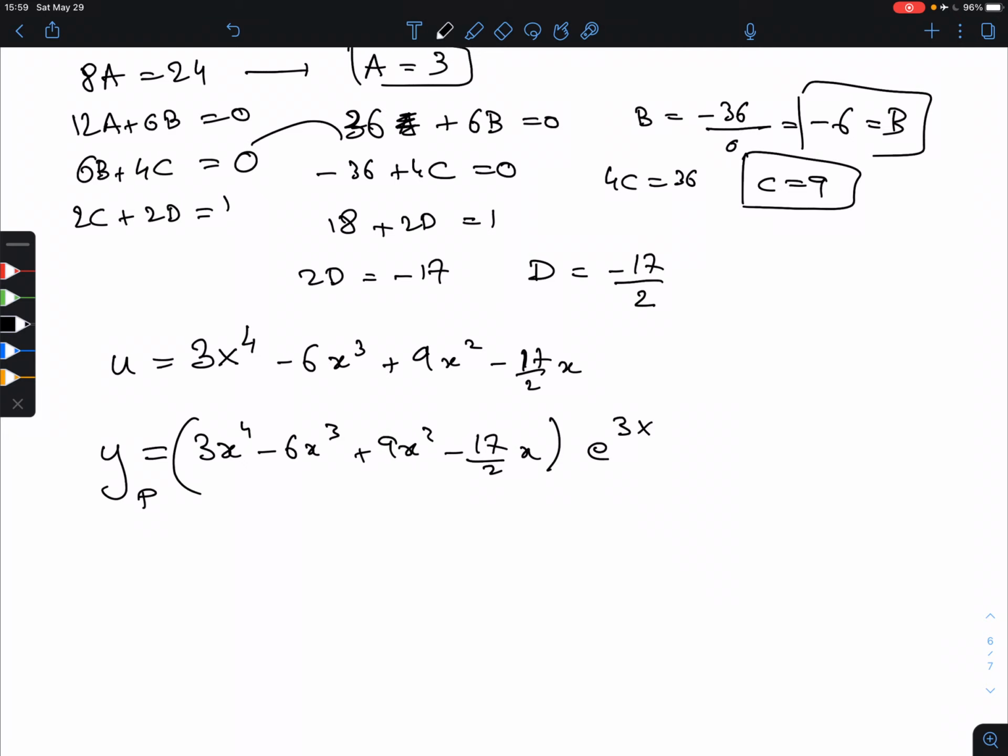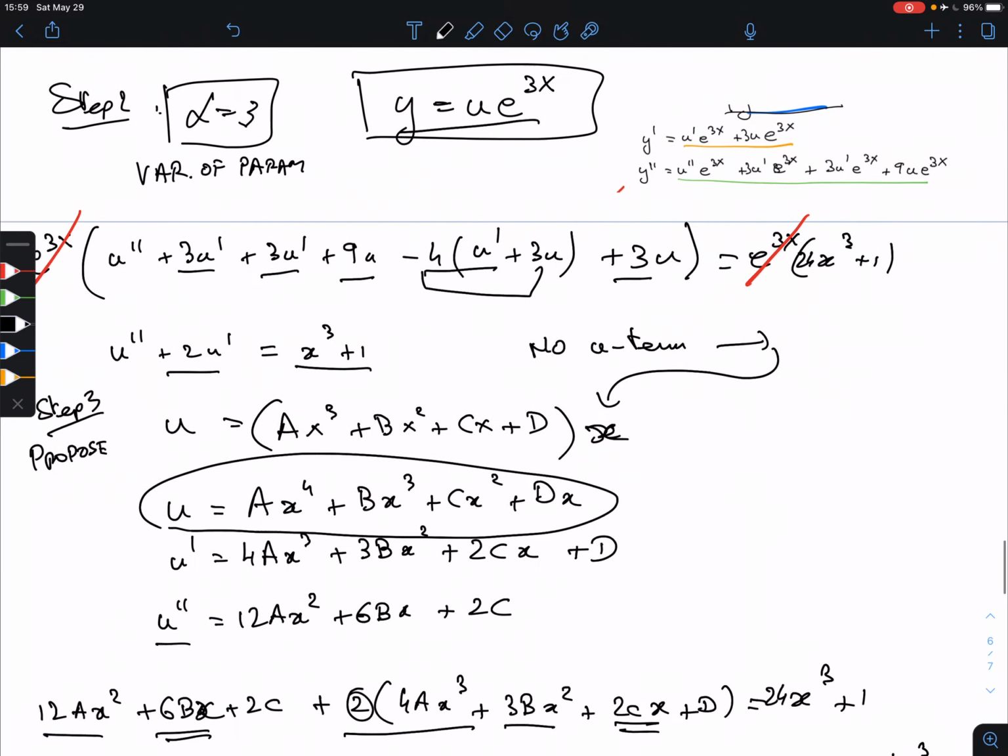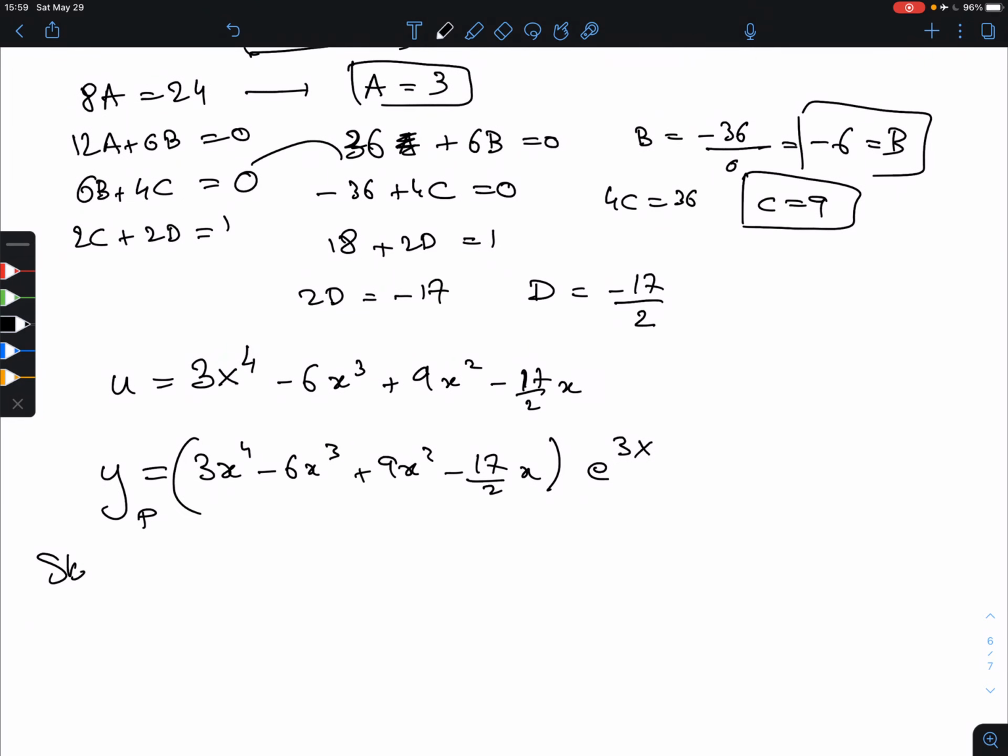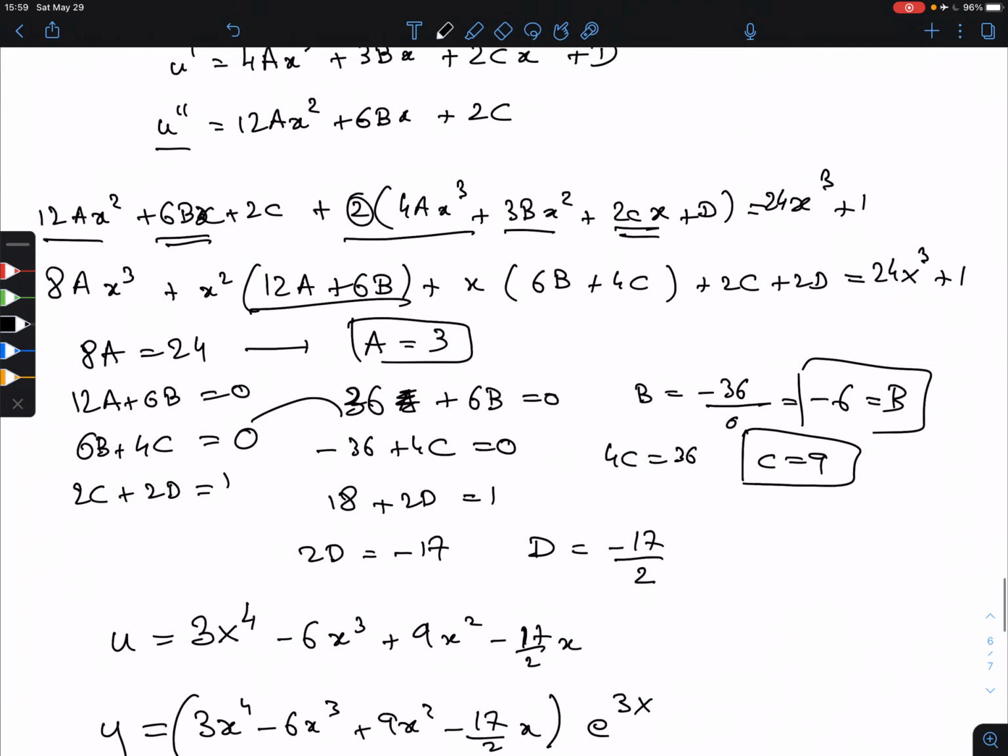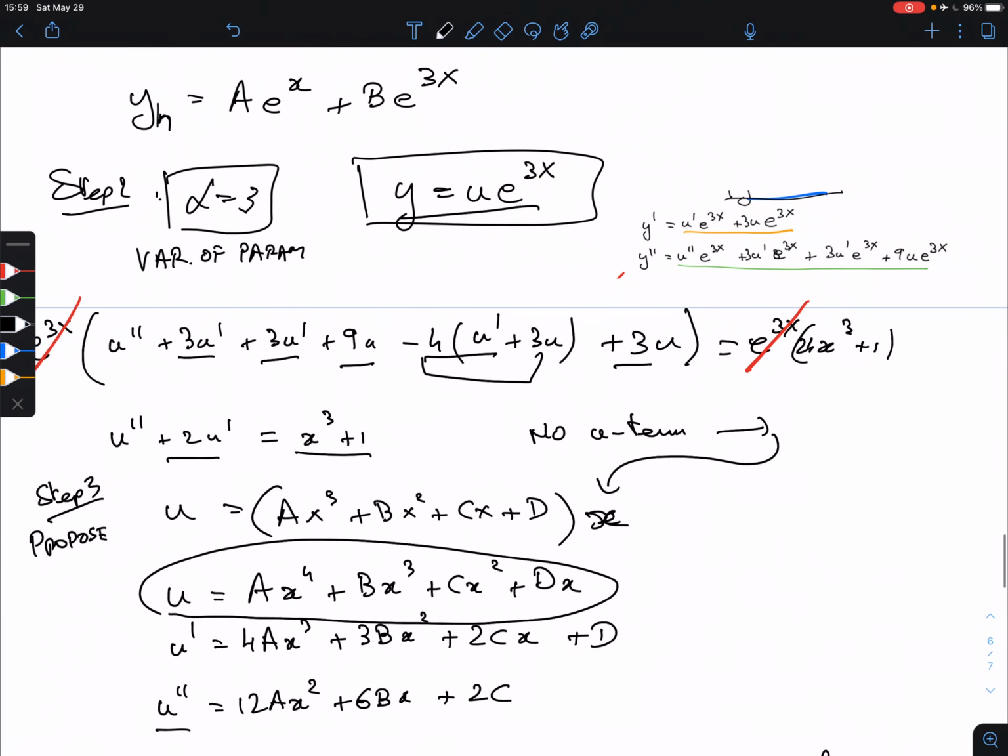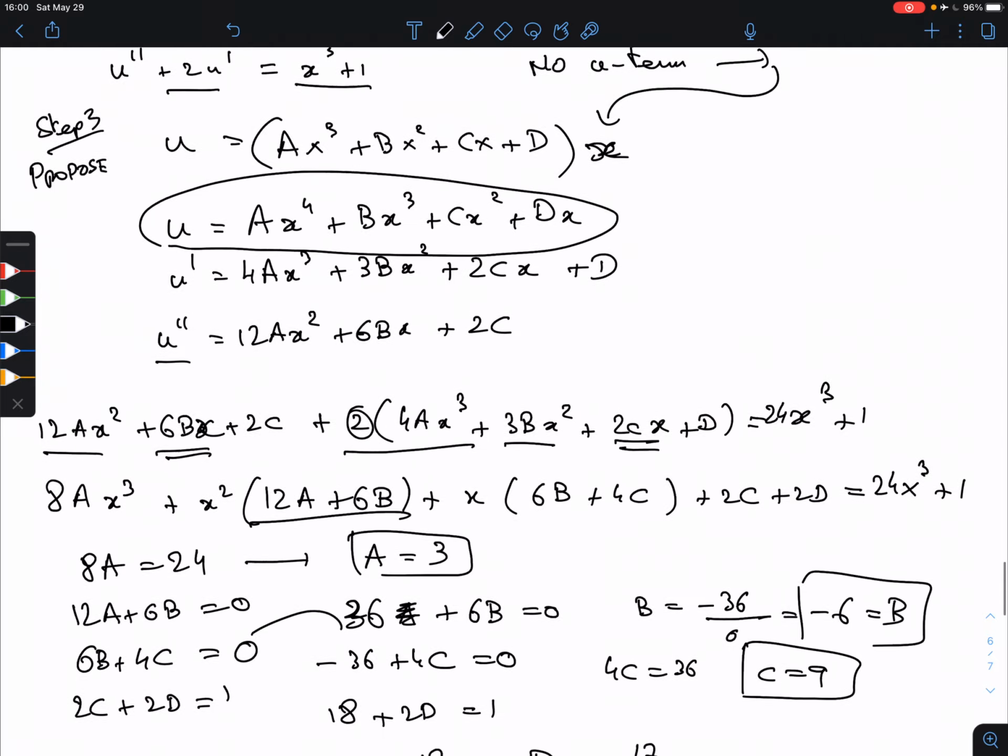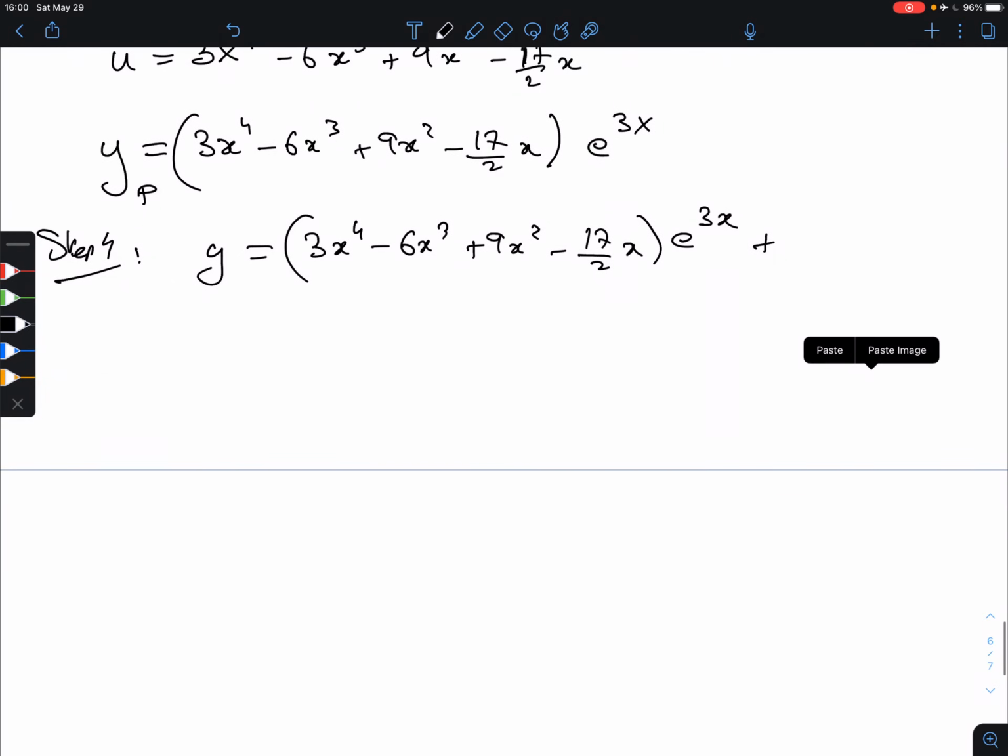times e to the 3x. And now we also have the general solution, step 4, I guess. The general solution is the sum of the particular solution, 3x to the fourth minus 6x cubed plus 9x squared minus 17 over 2 x, times e to the 3x, plus the homogeneous one, which was, I'm reusing a and b, but that's okay because a and b are being determined here, a e to the x plus b e to the 3x.